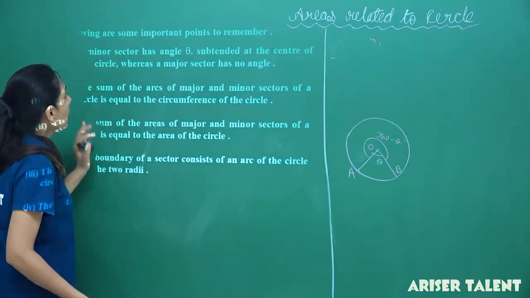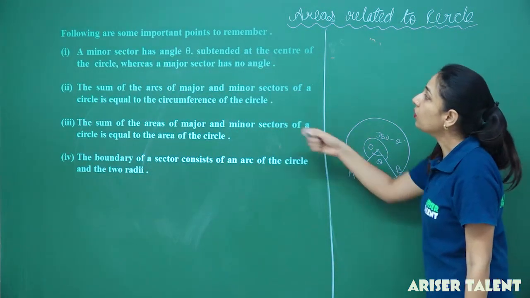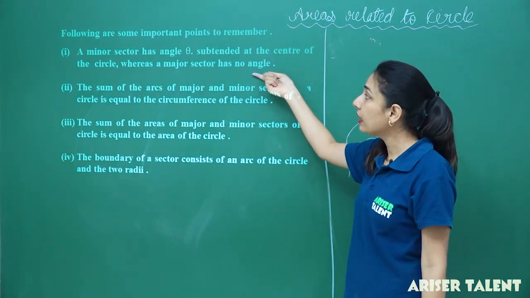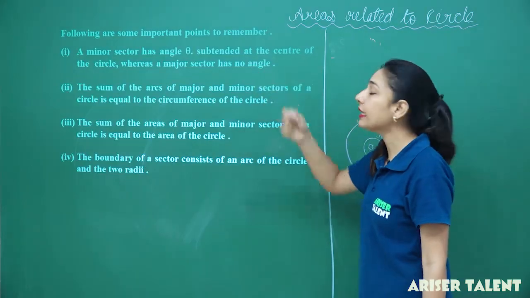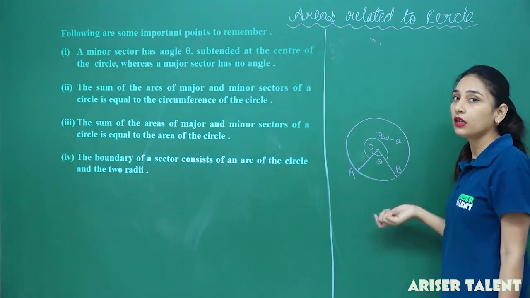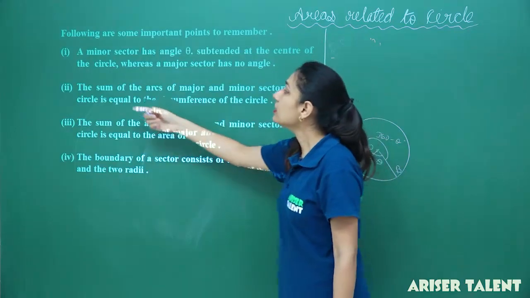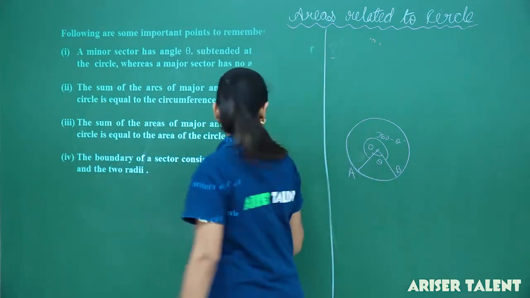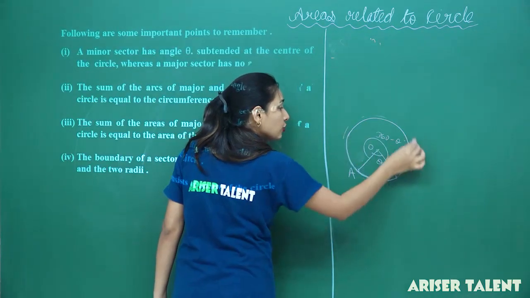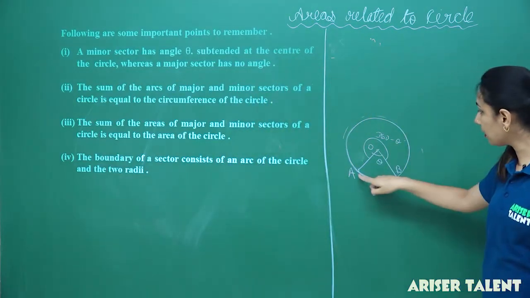A minor sector has an angle theta subtended at the center of the circle, whereas a major sector has no given angle. But if we find it, we can write it in terms of theta, obviously 360 minus theta. Now the arc: in this case, A to B by the small path and A to B by the large path. The major arc is this one and the minor arc is this one.